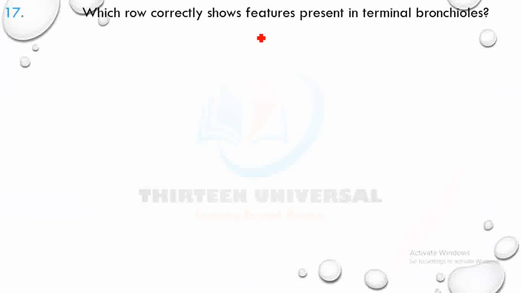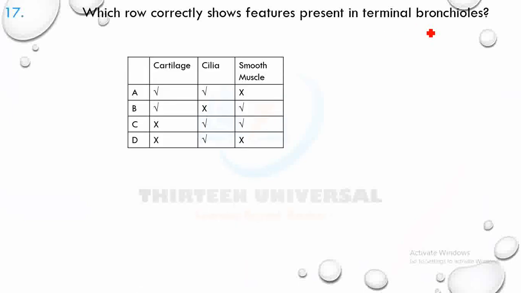Which row correctly shows features present in terminal bronchioles? Bronchioles, again, pause the video and try it. Bronchioles lack cartilage, so it's C and D. Cilia, okay, terminal. Yeah. Smooth muscle, yeah. Okay, smooth muscle. C.